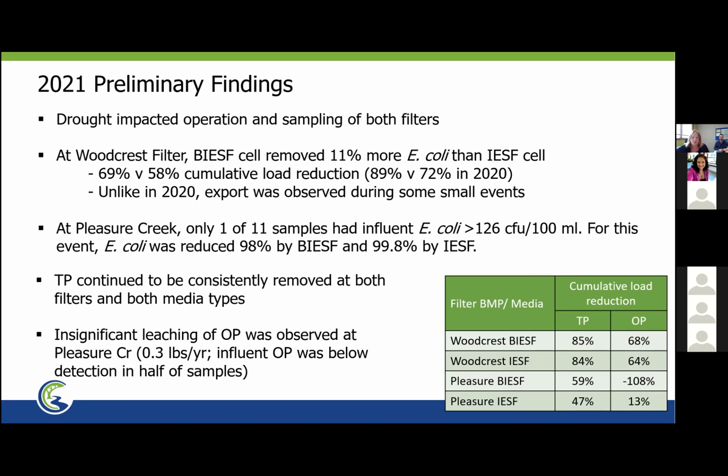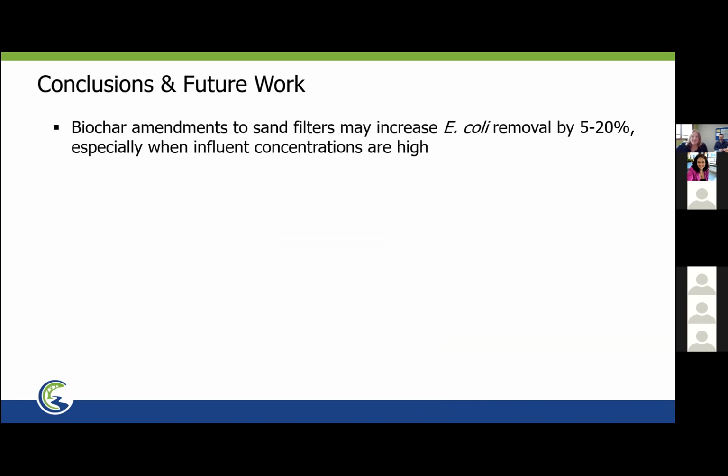So again, it was a win for the receiving water. With all that being said, the conclusions we can draw are that biochar amendments to sand filter media seem to increase your E. coli removal by somewhere between 5 and 20%, especially when influent concentrations are high, when it would be most beneficial. And adding biochar to these systems doesn't seem to impact phosphorus removal. It doesn't help it, but it also doesn't hurt it.